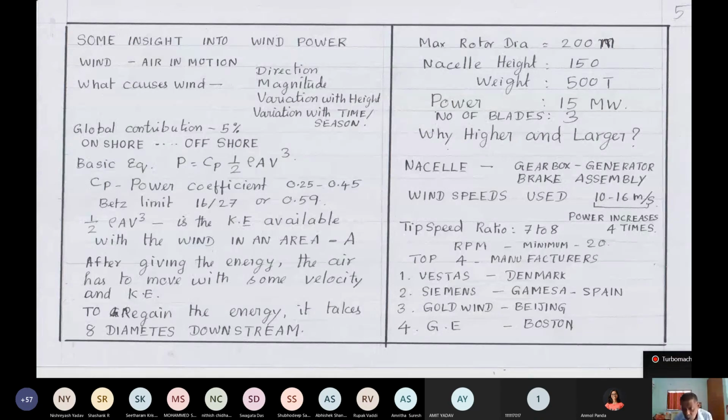The third one is Goldwind. It's in Beijing, China. And the last one is General Electric. See, General Electric is basically from the US. Now this particular unit's headquarters is in Boston. And as I told you, all of them will have manufacturing and design divisions in various parts of the world.